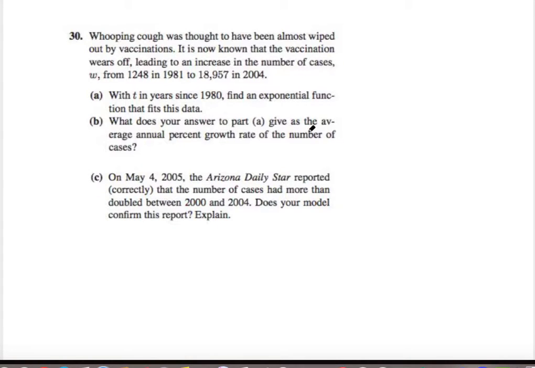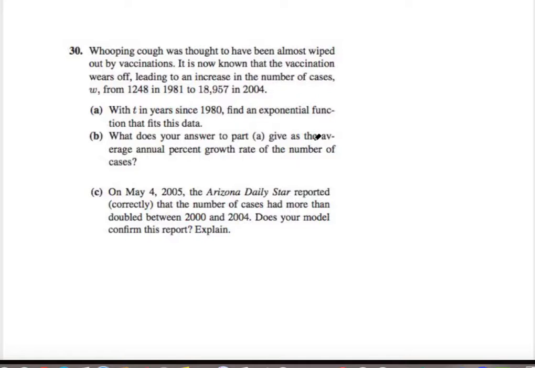Question 30 has to do with whooping cough. And it is now known that the vaccination wears off at some point. So, there's been an increase in number of cases, which is W, from 1248 in 1981 to 18,957 in 2004. So if T is years since 1980, let's find an exponential function that fits this data.